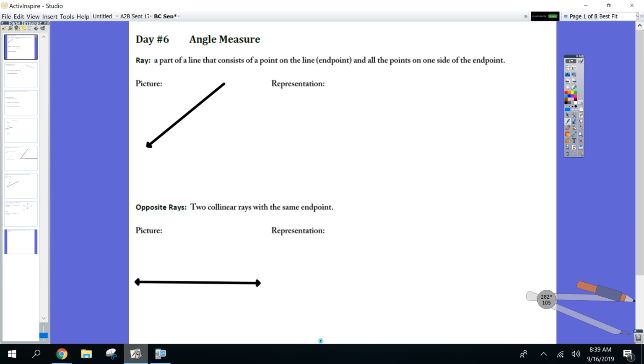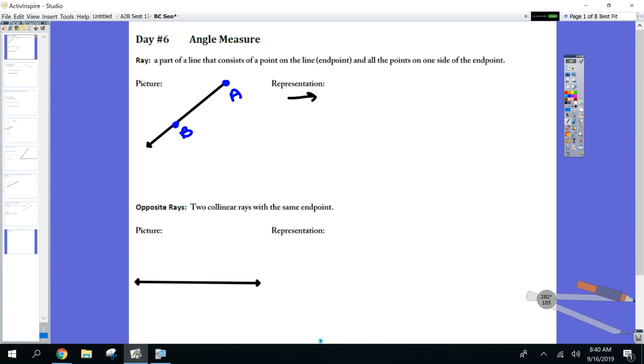It is an endpoint followed by a line, part of a line. So I got an endpoint, I'll call A, followed by a line going in one direction away from it. All right. Now, how do I write this mathematically? All right, in symbols, so I don't have to write RAY all the time. Well, the symbol for a ray is a small ray.